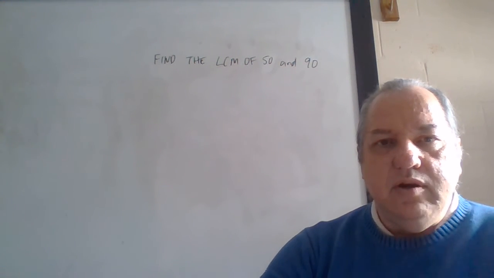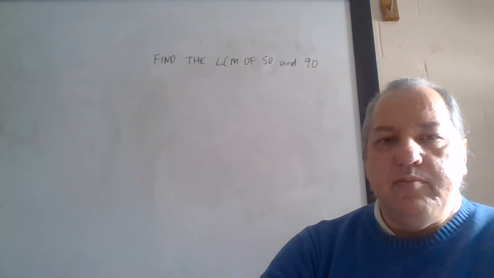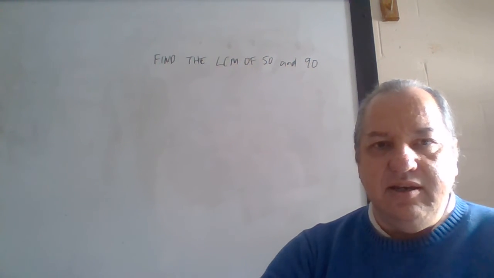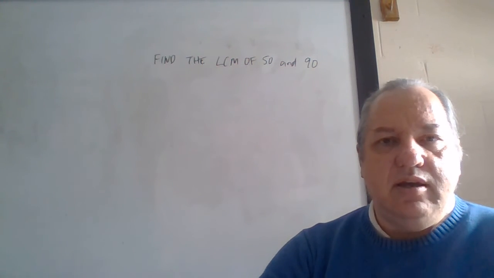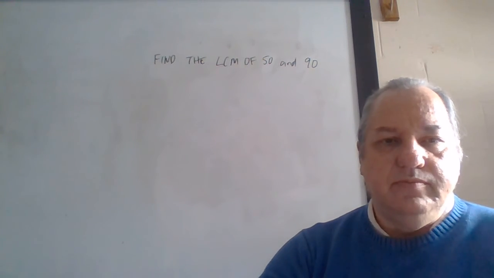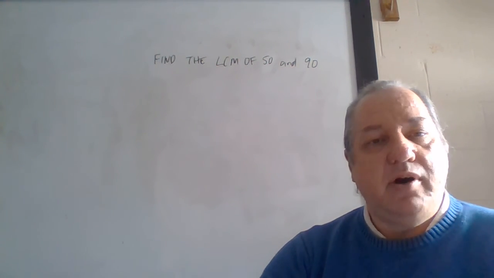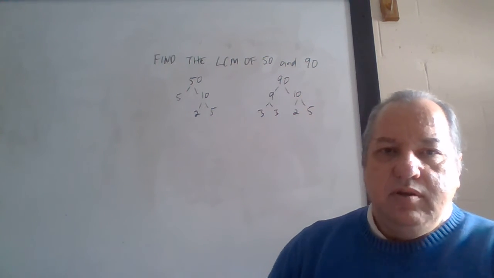All right, here is your next one to try on your own. Find the least common multiple of 50 and 90. And pause the video, and magically the answer will appear to go through together. So I'm going to pause. I'm now unpaused. Work through the answer.